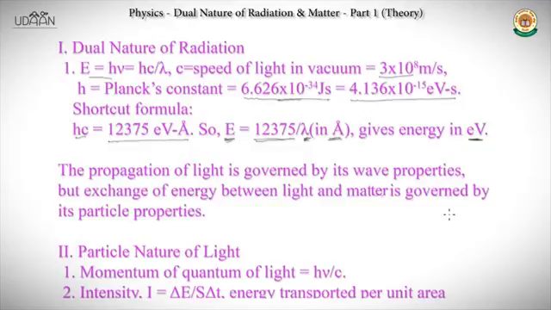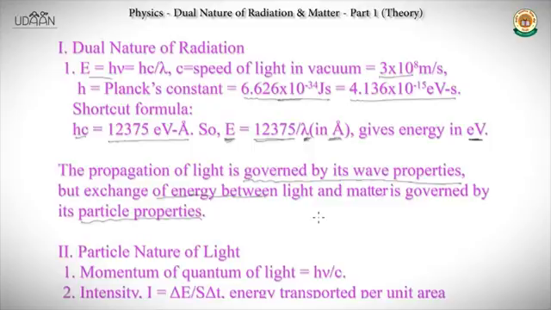Fine. So these are the constants which you need to remember. And let me tell you a basic fact: when light is propagating, traveling in any medium, its nature is governed by its wave properties. So it will act as a wave, but when it interacts with particles and exchanges energy between light and matter, it is governed by particle properties. This is why we call it dual nature, because light behaves as a wave when propagating, and as a particle when interacting with matter. So this is the dual nature of radiation.